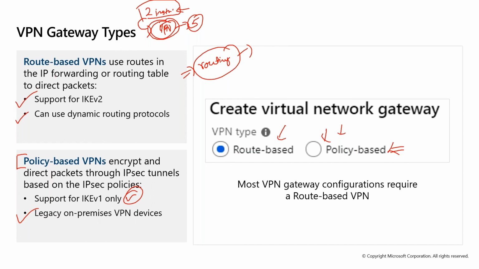Usually most devices nowadays focus on route based VPN, doing IP based forwarding, defining a path and feeding the path, and working around all of this. And with policy based, you can see that it will encrypt and direct packets through the IPsec tunnel based on the IPsec policies, and it supports only the IKEv1 protocol. So this is the difference between the two.